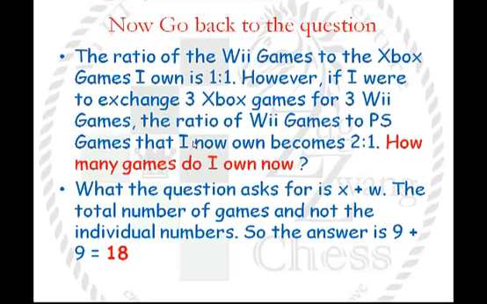Now let's go back to the question. Just finding that number doesn't finish the job, right? If you read the entire question, what's finally asked for is how many games do I own now. What the question is actually asking is what's X plus W, not what the new X is, not what the new W is. The total number of games that I own is basically 9 plus 9, which is 18. So this is the way to solve all problems related to changing rate.